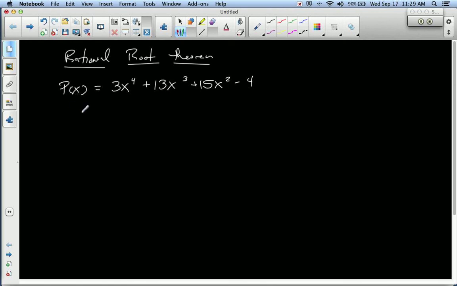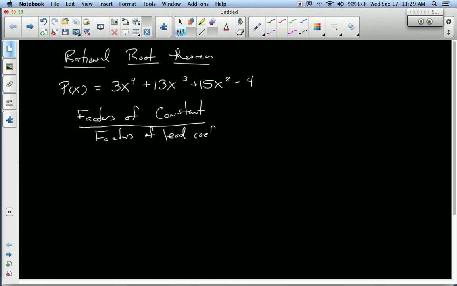will have to be the factors of the constant term divided by the factors of your lead coefficient. So, before we go into working this problem out, let me explain why real quick.